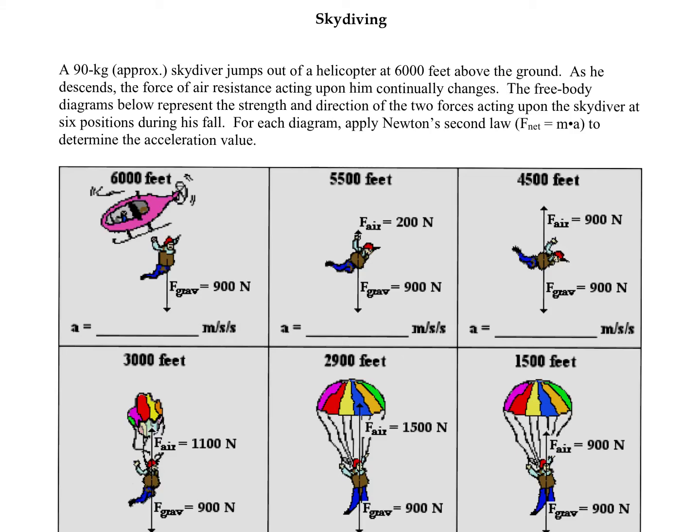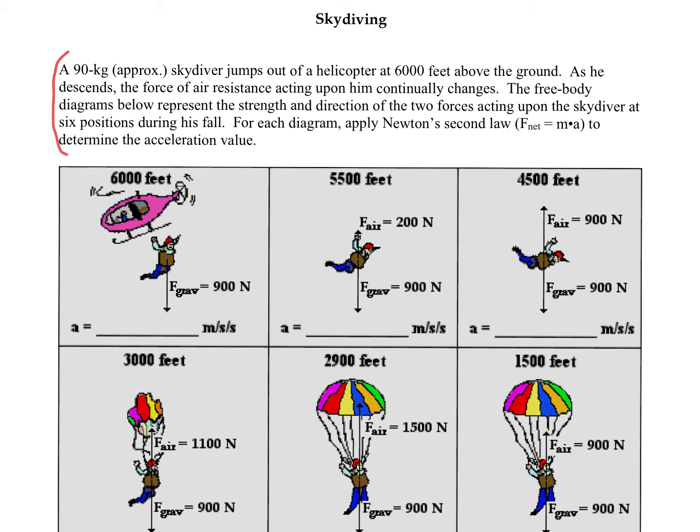We're going to include quite a few ideas about Newton's laws and everything related to it in order to solve some of these problems. So let's start by reading, of course, the top part. We've got a 90-kilogram skydiver who jumps out of a helicopter at 6,000 feet above the ground. As he descends, the force of air resistance acting upon him continually changes.